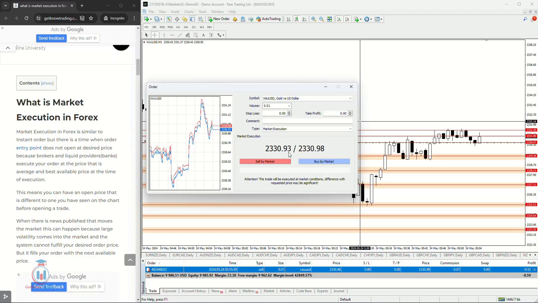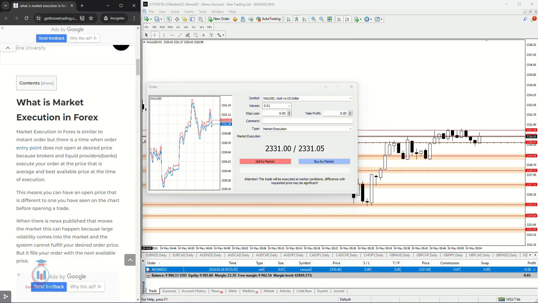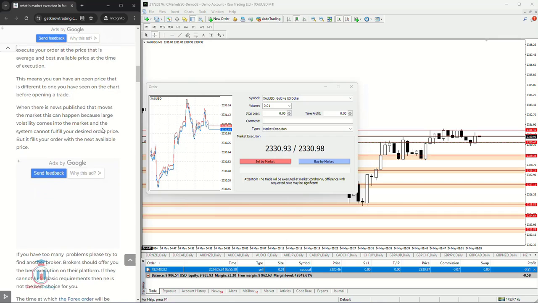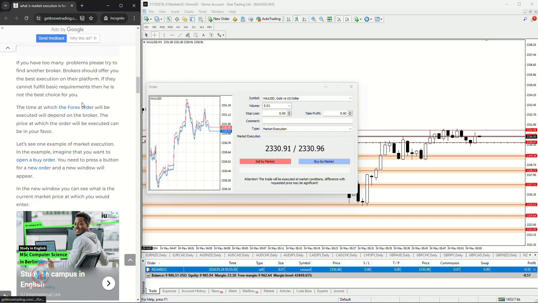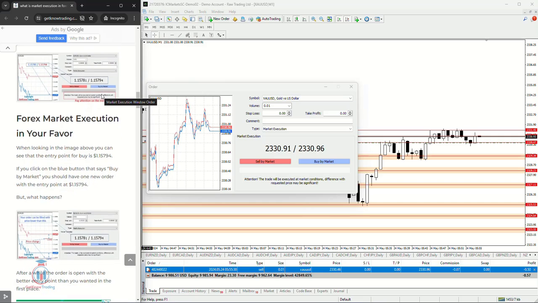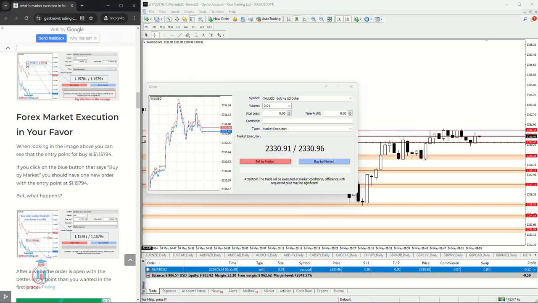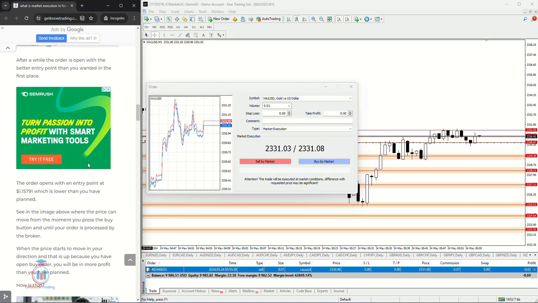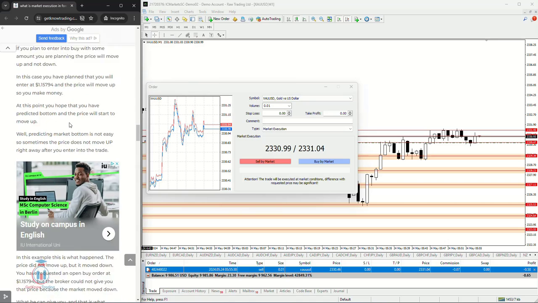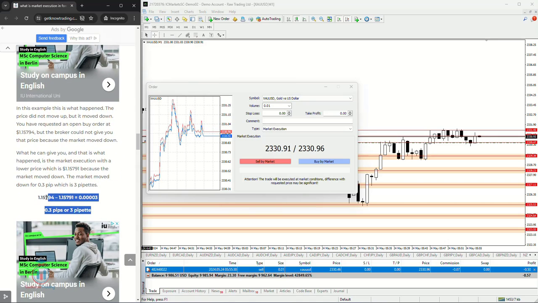So this is one of the advantages market execution has compared to other order types, for example, instant execution. This is how the market works and also how market execution works. If you would like to check more details about what market execution is in Forex, you can check this link and also read the article. You will see explanations and examples of how this works on the trading platform. You will see what I have done and also compared the price changes in pips.